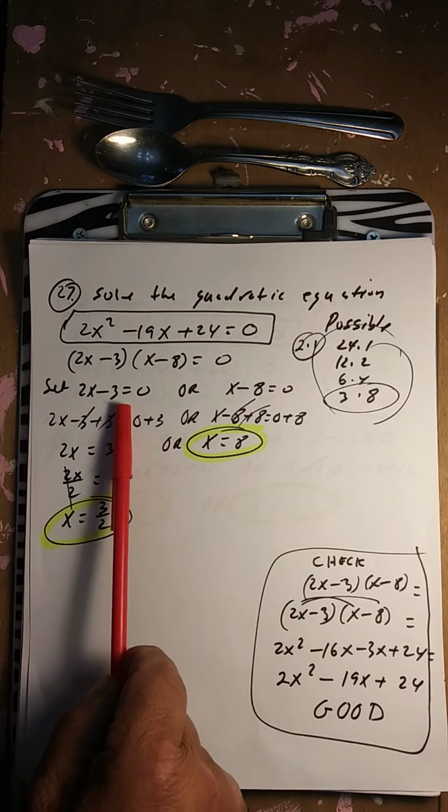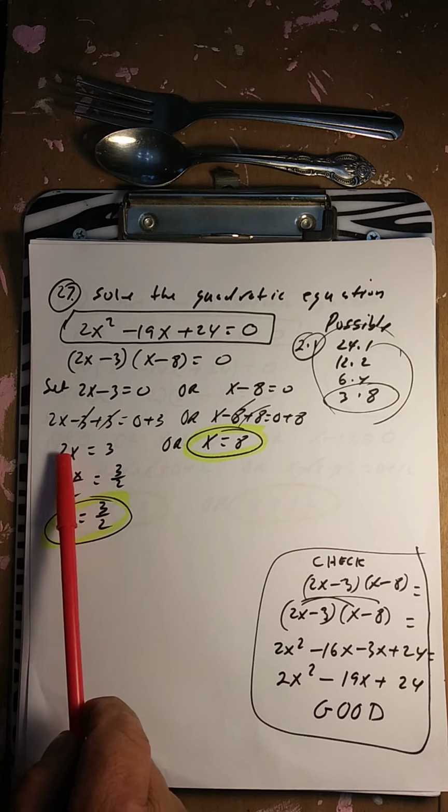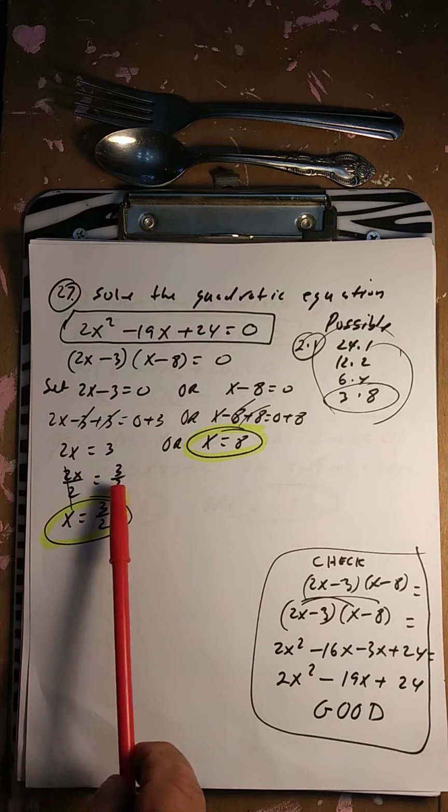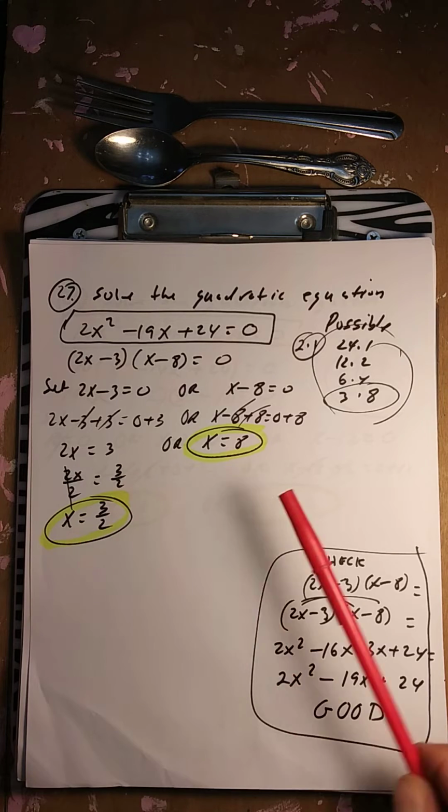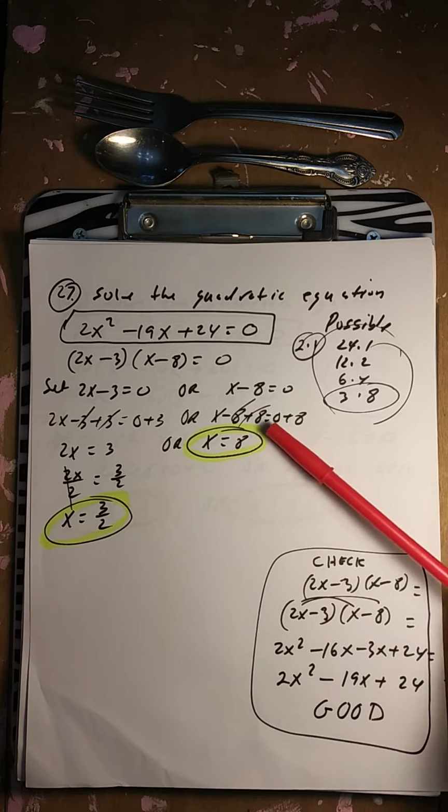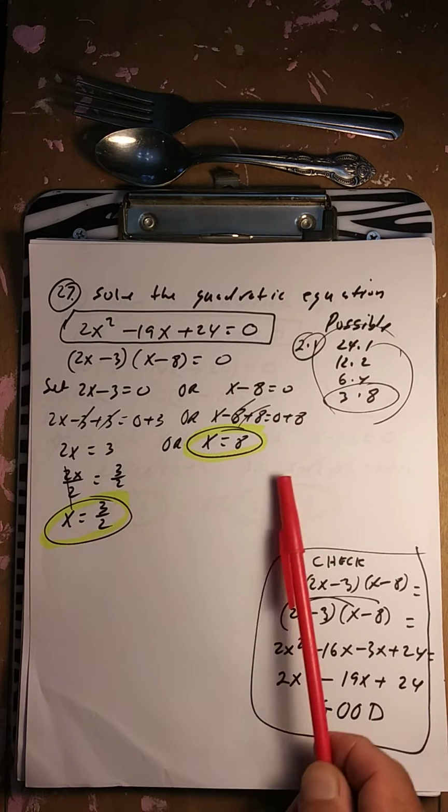Now we know that 2x minus 3 equals 0. Add 3, 2x equals 3. Divide by 2, x is 3 over 2. And this one, add 8, so x equals 8. So 3 over 2, 8.